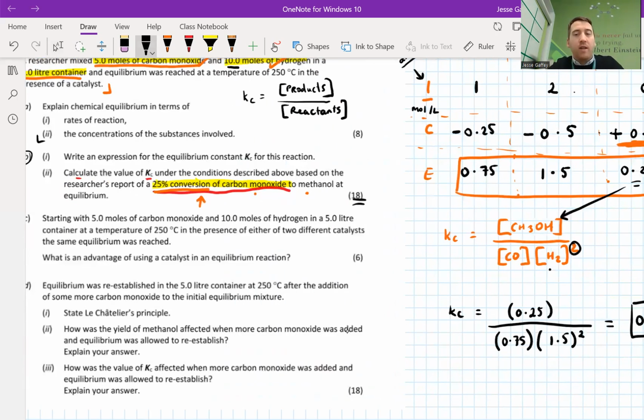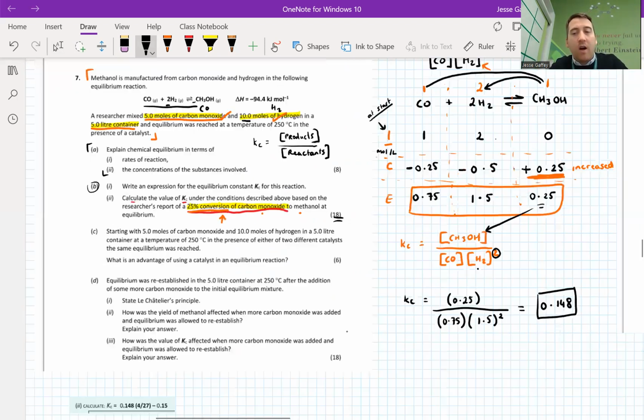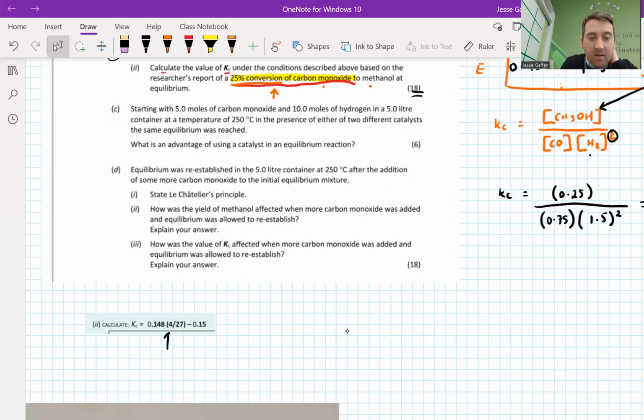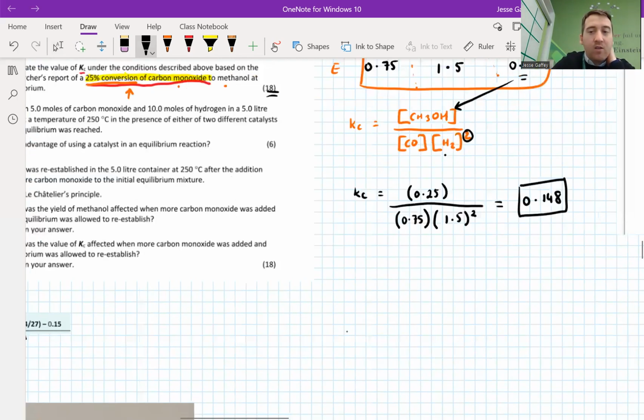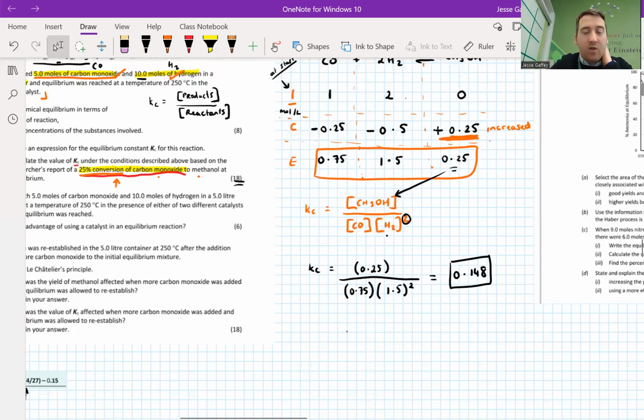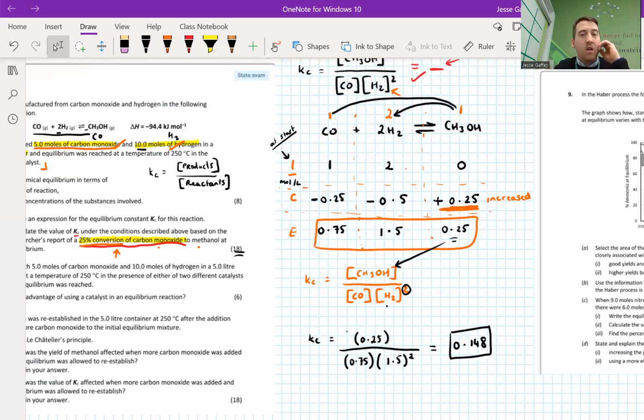So that was a reasonably straightforward one. There are some that are a little bit more difficult. And as you see here, guys, there is a range in your answer: 0.148 to 0.15. Anywhere in that range is going to be an acceptable answer. That just gives you a little bit of room for different rounding that you might have done.